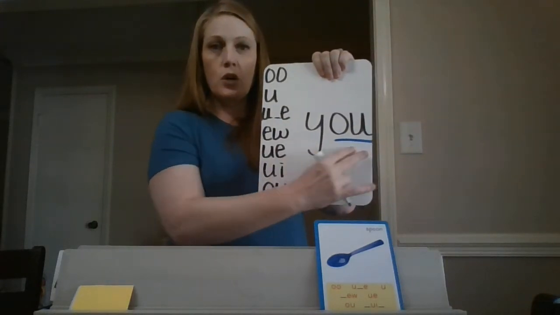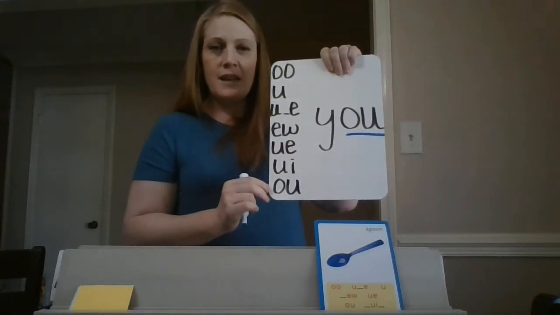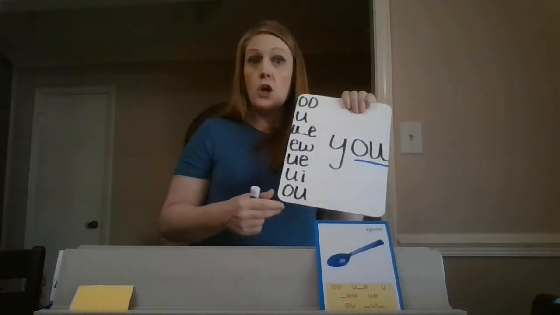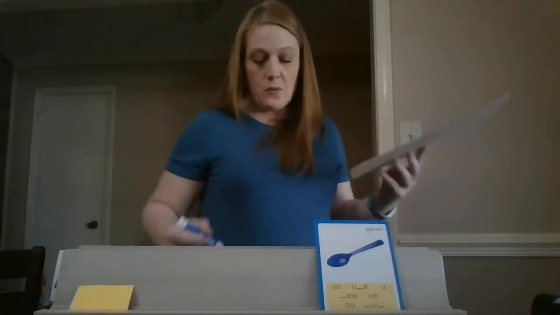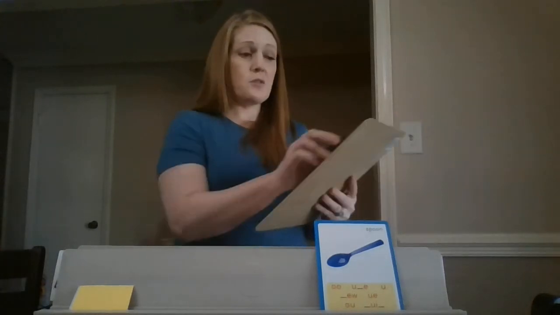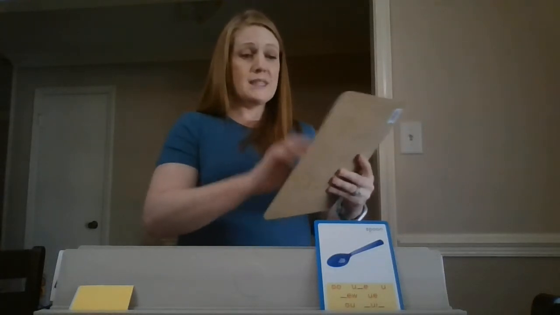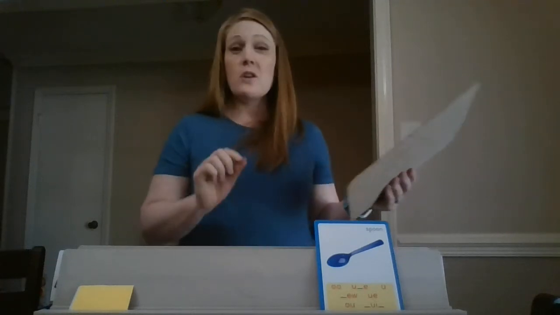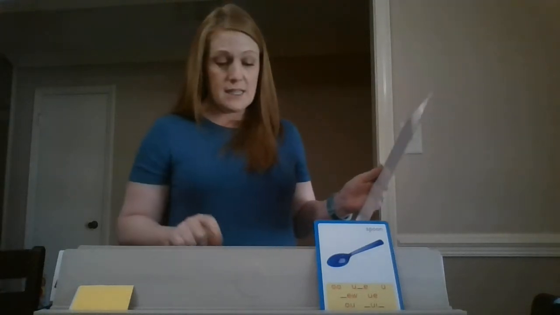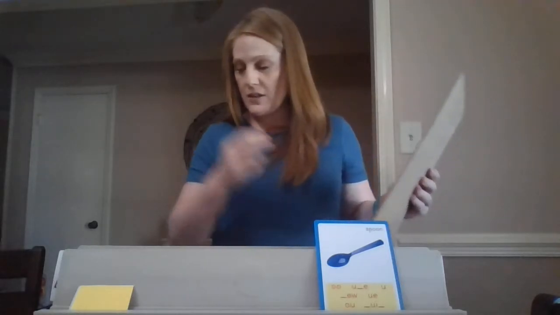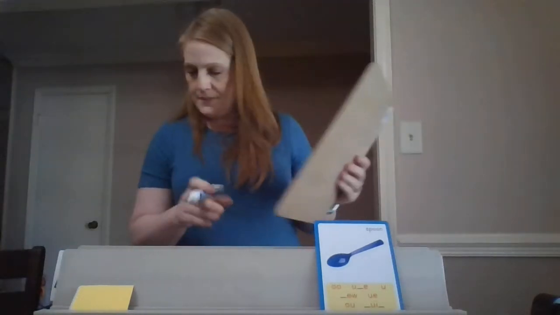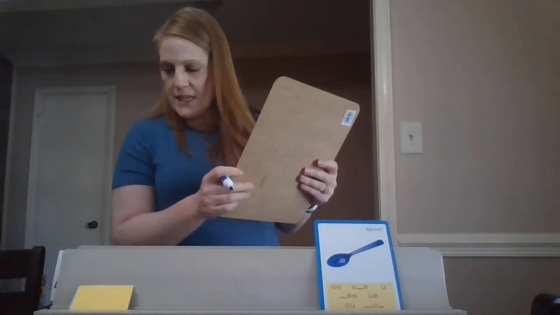Y-O-U, y, oo. The O-U spelling is how we are spelling the oo sound in the word you. Like we said, there are lots of different ways to spell that oo sound. So I'm going to write them a little bit bigger, and we're just going to practice real quick tracing the different ones and saying our oo sound, and that will help us keep those sounds and spellings in our mind. All the different ways that we can see it.